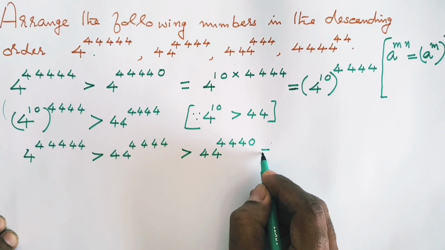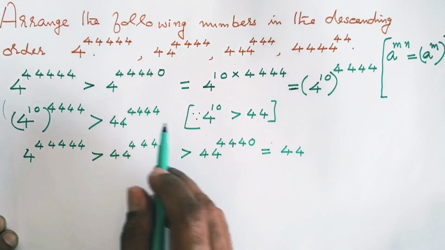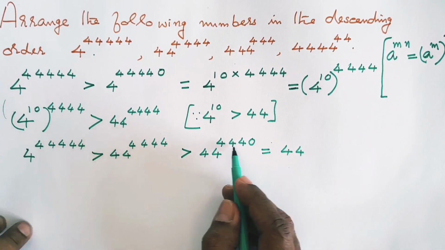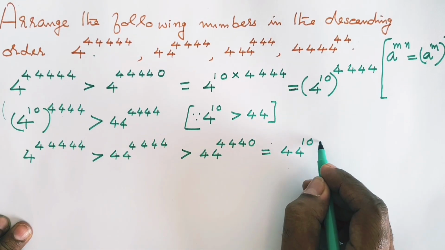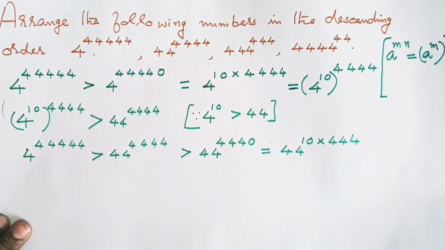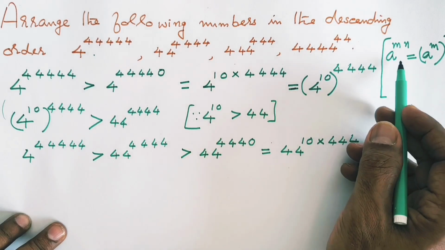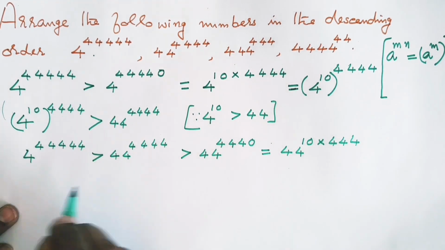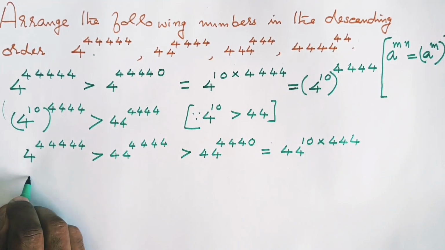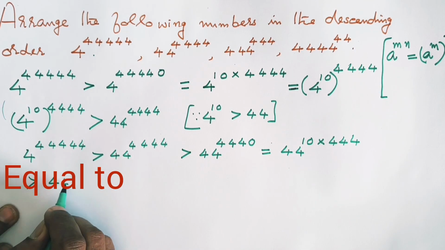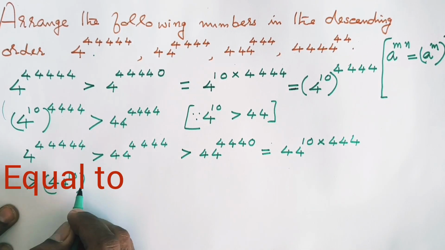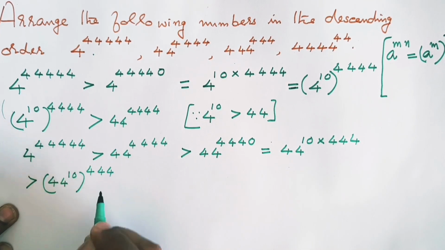Now again, this is equal to 44. Like we have done before, I am splitting the power as 10 times 444. Now using this law of exponent mentioned before, I can write this as 44 to the power of 10, the whole to the power of 444.